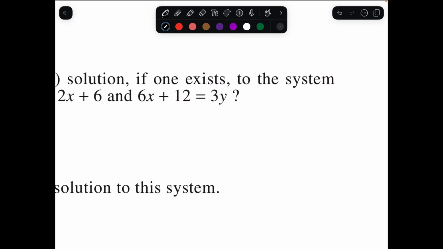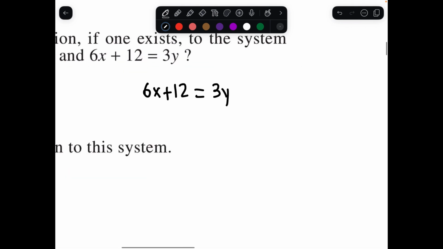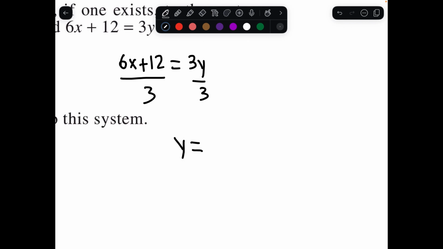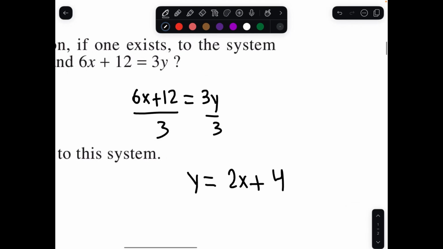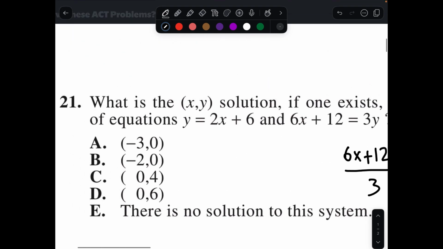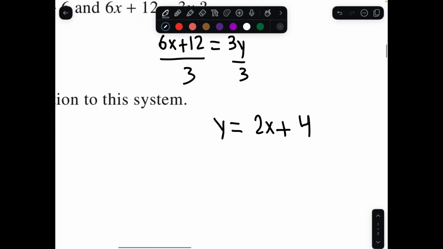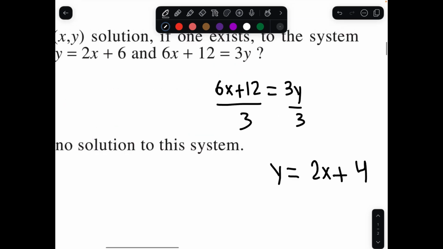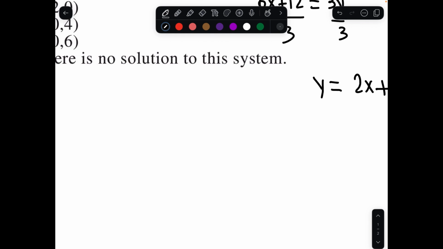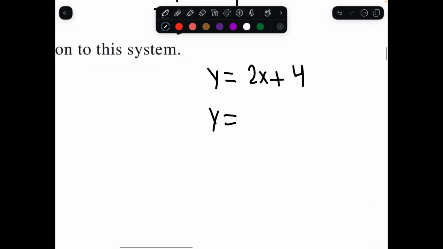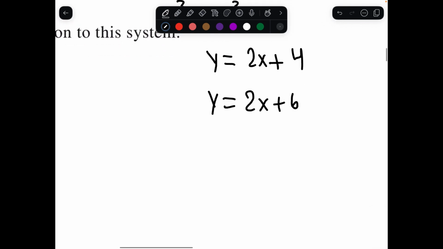So this equation can be rewritten by dividing by 3, since you're solving for y. You get y equals 6 divided by 3 is 2, 2x plus 4. And now if you have y equals 2x plus 4, you can set that equal to 2x plus 6, because both of these equations equal y. And this will help us solve for x. So 2x plus 6 equals 2x plus 4.